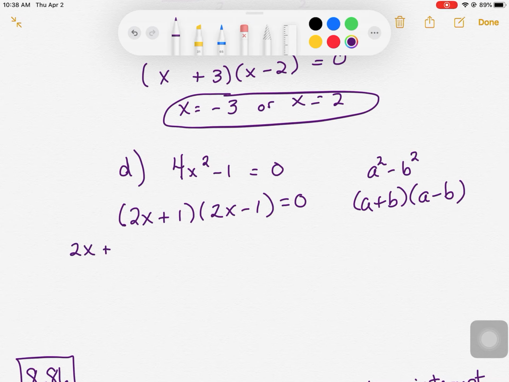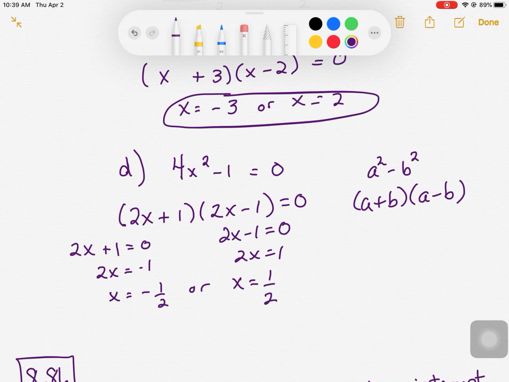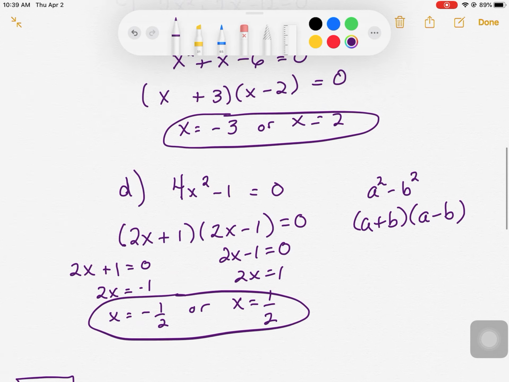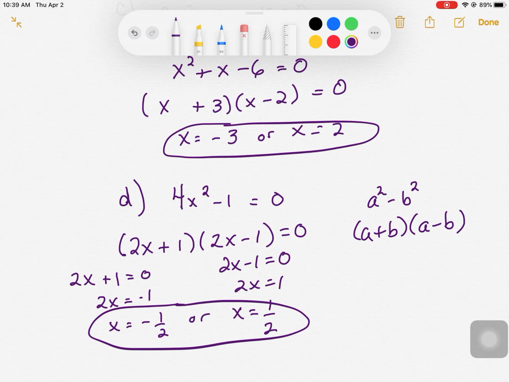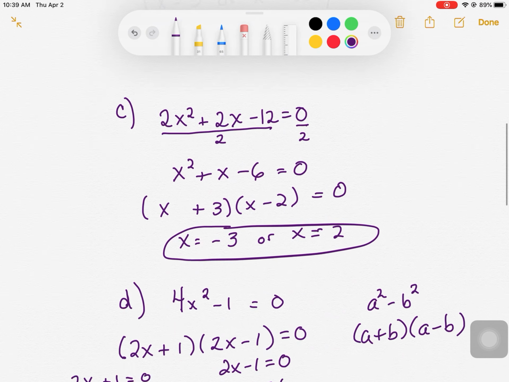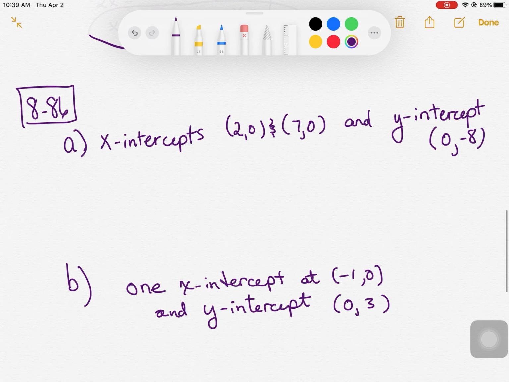And then if I go through and solve each of those, I have 2x plus 1 equals 0. So 2x equals negative 1 and x equals negative 1/2. Or over here we would have 2x minus 1 equals 0. 2x equals 1, or x equals 1/2. And there are our x-intercepts. We could call them x-intercepts, we can call them zeros, we can call them solutions, we can call them roots. There are 4 different names that you will interchangeably see, and we'll talk more about that next week when we are looking for solutions to a quadratic equation. So that's how you work through those 4.